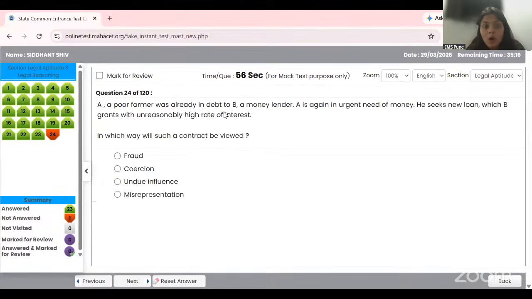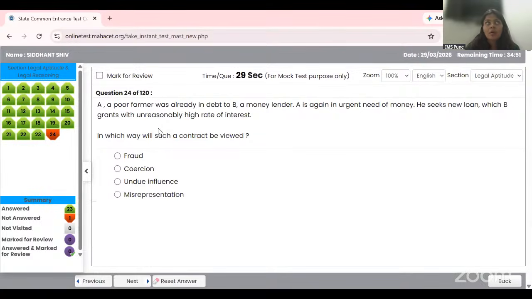Next question would be A, a poor farmer, was already in debt to B, a money lender. A is again in urgent need of money. So he already owed some money, but he now needs money again. So he seeks a new loan, which B grants with unreasonably high interest. So here I already owe a certain amount to you. I need more money. And now since you know that I need more money and I'm already in need for the amount, I will need the amount.